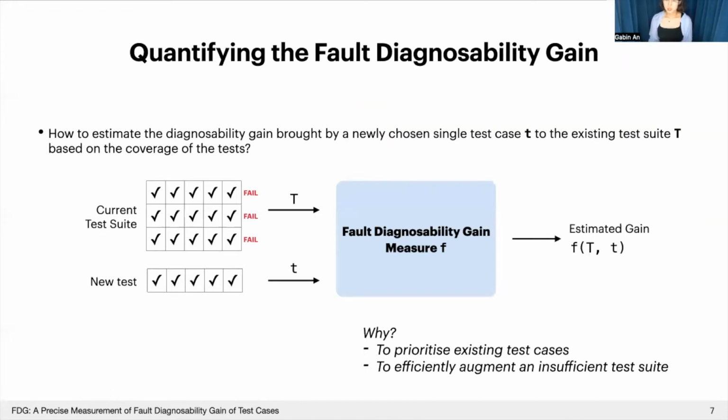Then the question is, can we quantify the fault diagnosability gain introduced by a new test case? Suppose that we have a measure F that takes the current test suite and the new test case as inputs and estimates the fault diagnosability gain. Then, such a measure can be used to efficiently augment an insufficient test suite.